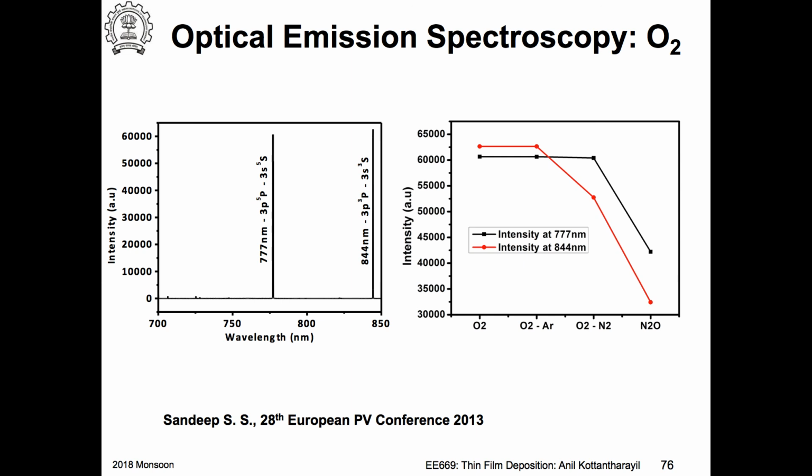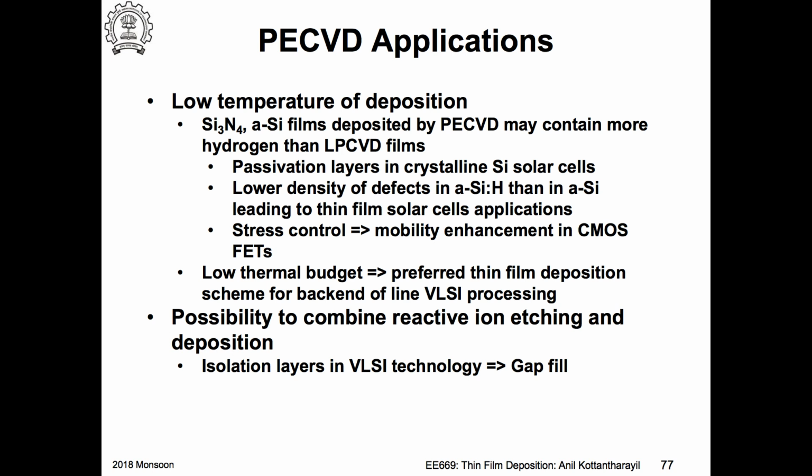So these are some of the applications of PECVD. Low temperature of deposition. Silicon nitride and amorphous silicon deposited by PECVD may contain more hydrogen than LPCVD films. I'll show you some data on this. So when you deposit this, you're going to do the deposition at low temperature, let's say, using PECVD. So you may get some hydrogen in the film.